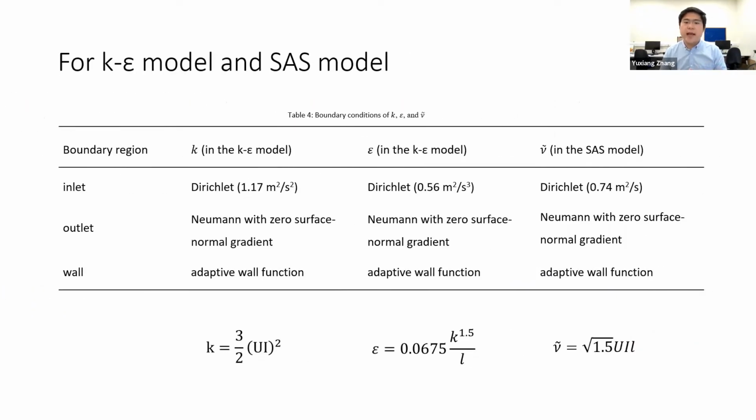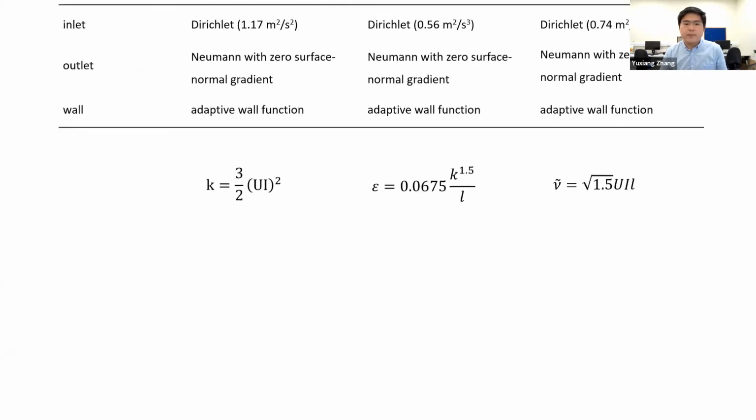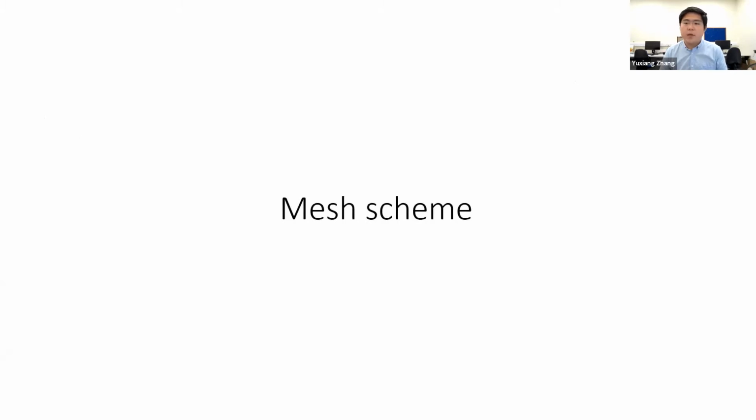Simulations that apply the K-epsilon model and the Spalart-Allmaras model have identical boundary conditions of U and P as in the last slide. This table simply shows boundary conditions of K, epsilon, and nu tilde in simulations using the K-epsilon model and the Spalart-Allmaras model. And also, epsilon and nu tilde are initialized using the listed equations. That's everything on boundary conditions.